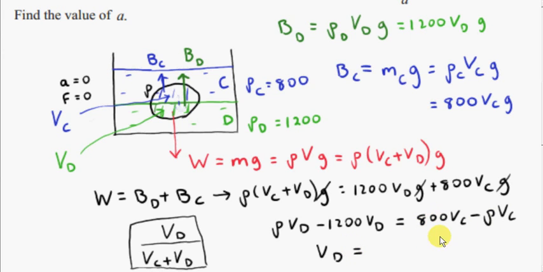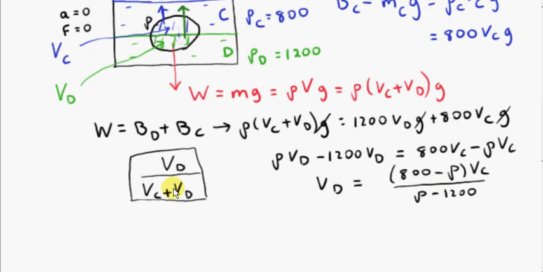Okay, if I factorize VC out of the right hand side, we get 800 minus rho times VC, and we divide by rho minus 1200 from the left hand side when we do the factorizing. Okay, this is the fraction that we're interested in, so we plug this thing onto the top. So that's 800 minus rho times VC divided by rho minus 1200, and underneath we have VC plus this thing.